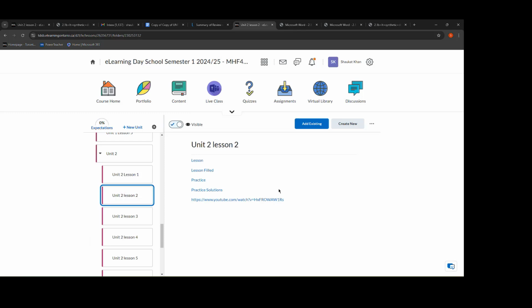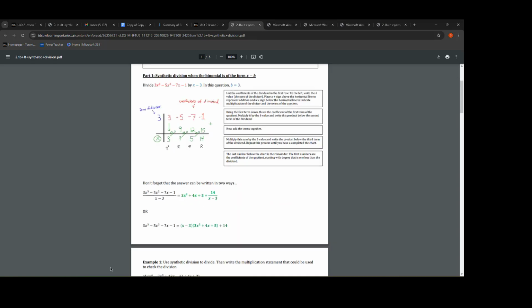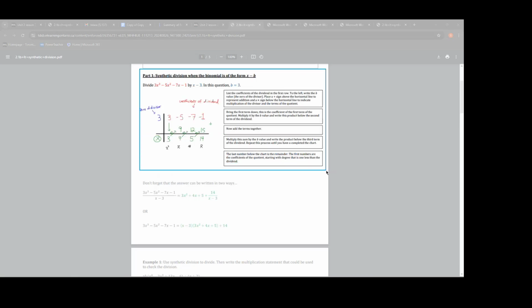So today we will be looking at Unit 2, Lesson 2. Synthetic division. Synthetic division is another method of dividing a polynomial by a binomial. The first method we learned was long division. Here we're going to learn how to do synthetic division, another method.